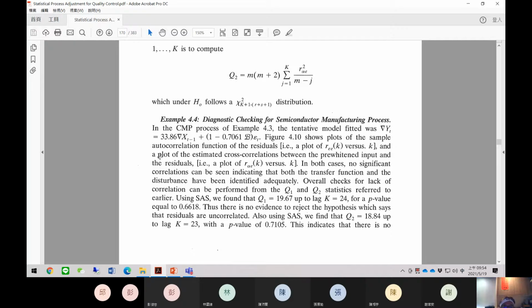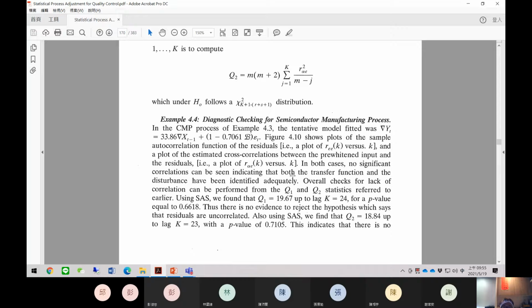So example 4.4, this is diagnostic checking for the semiconductor manufacturing process. In the previous example 4.3, the CMP process, the tentative model fitted was ∇Yt = 33.86 ∇Xt-1 with b equal to 1, plus an IMA, (1 - 0.7061B) epsilon t.